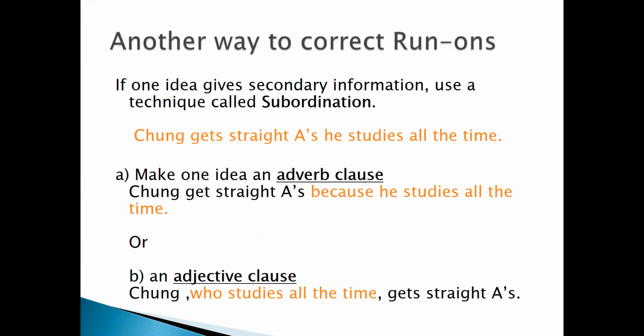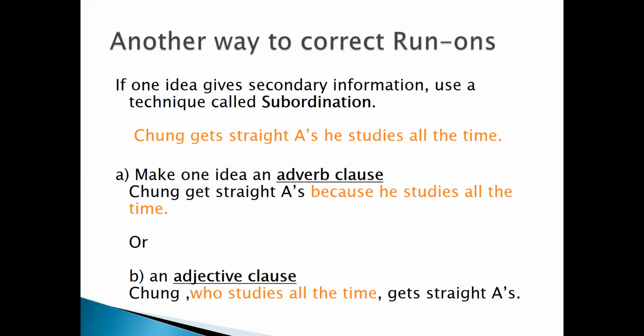Here's my run-on. Chung gets straight A's. He studies all the time. Well, I could put a period there after A's. I could put a comma for he studies all the time. I could put a semicolon. Or I could make one of these independent clauses into a dependent clause. Chung gets straight A's because he studies all the time.